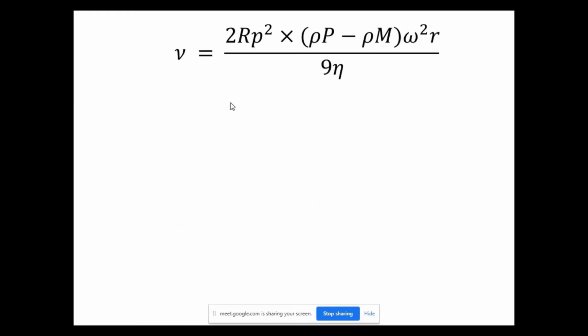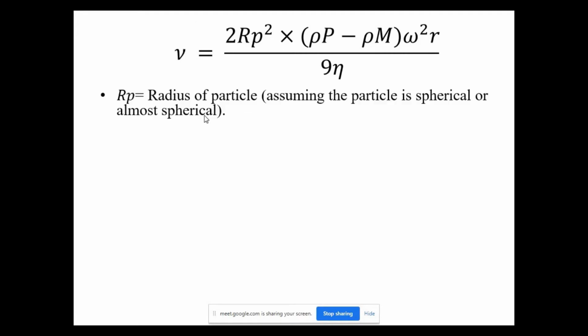So this is the formula, where V is the velocity at which the particles move away from the radius, I mean, away from the center of the centrifugation. It is the speed at which the particles move to the bottom of the tube. In this formula, RP stands for the radius of the particle.